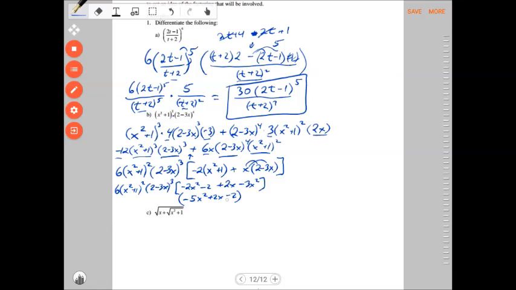Okay, so that's what's left inside the square brackets, and then you have 3x squared plus 1 squared, and 2 minus 3x cubed. So there is our final, fully factored and reduced answer. Awesome.